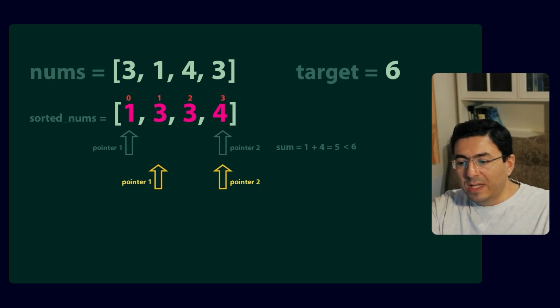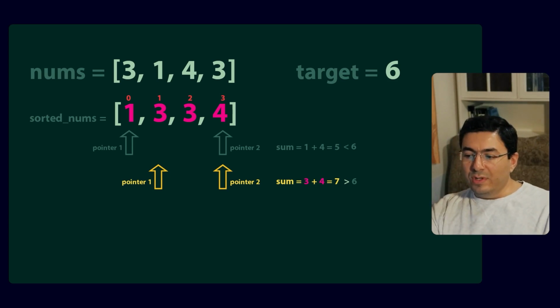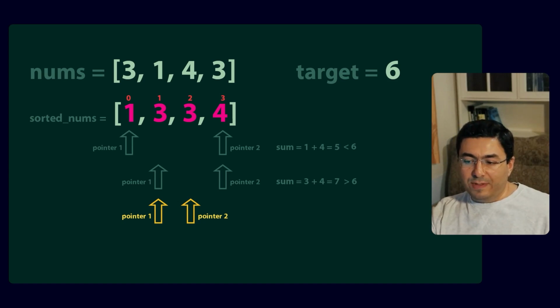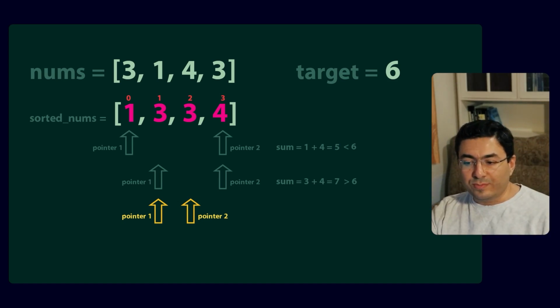So we move the left pointer to index 1, which holds the value 3. Now the current sum is 3 plus 4 equals 7, which is larger than the target sum. Since the current sum is now larger than the target, we need to adjust our pointers again. But this time we move the right pointer to the left to get a smaller number. So we move the right pointer to index 2, which also holds the value 3.